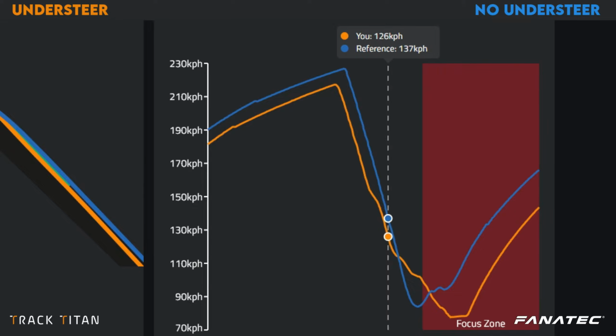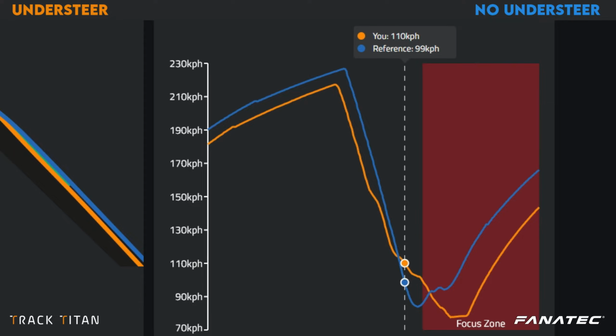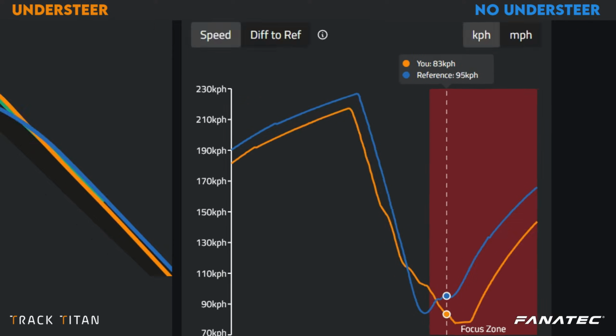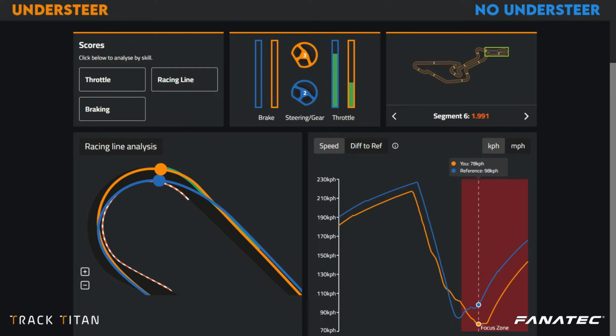And if we look at the speed chart, we can see why. The blue driver can turn much more easily because they're at a lower speed, while the orange driver is still going almost 20 kilometers an hour faster. This makes it impossible to make the turn, and they have to slow down late in the corner to even stay on track, costing them a ton of time in this corner, but also on the straight after it.